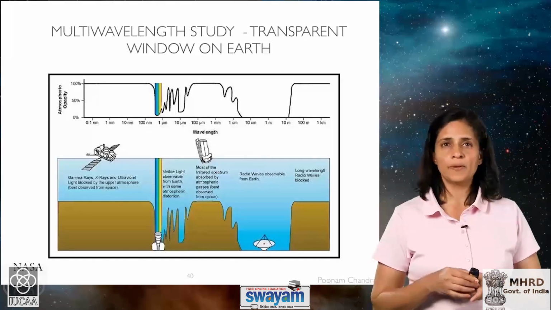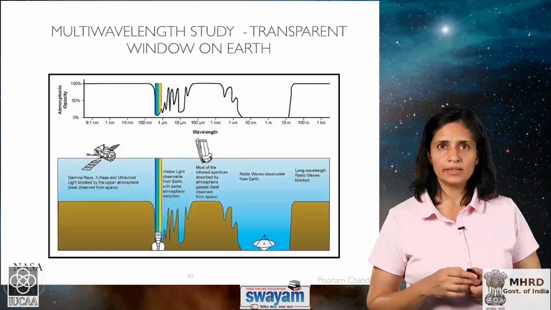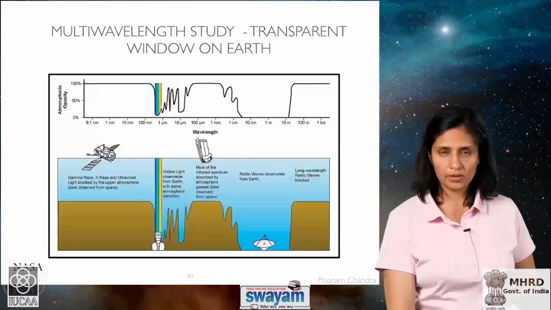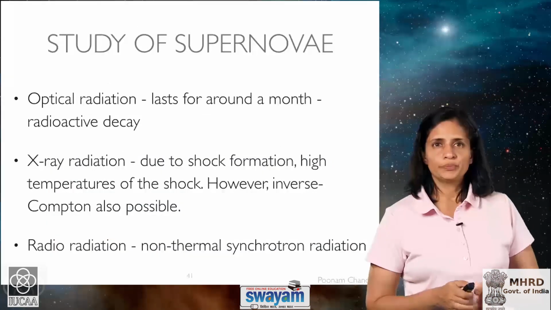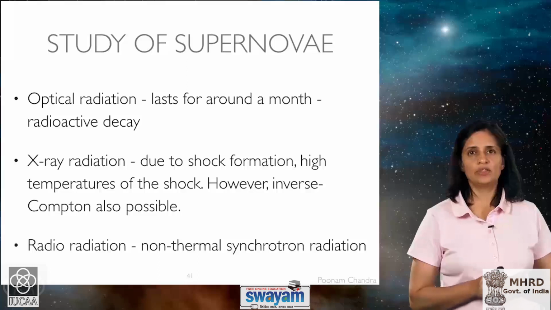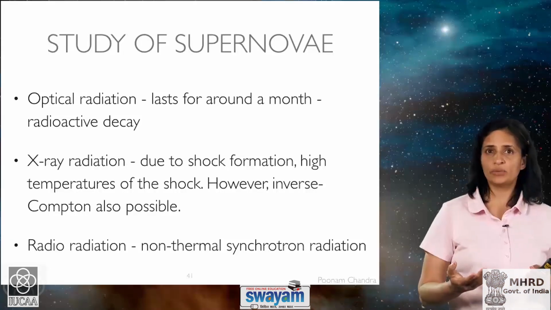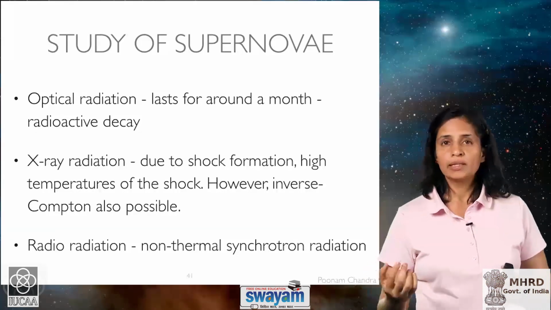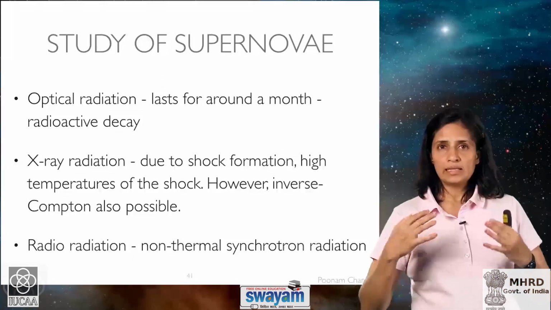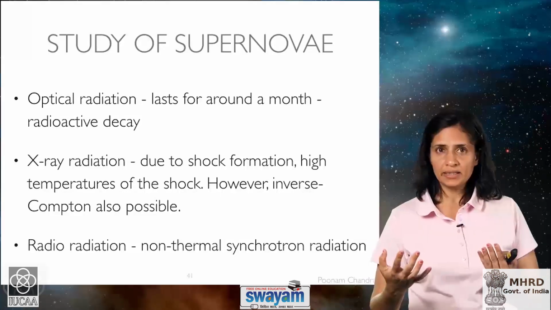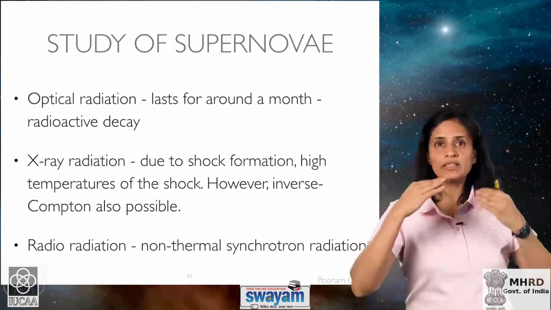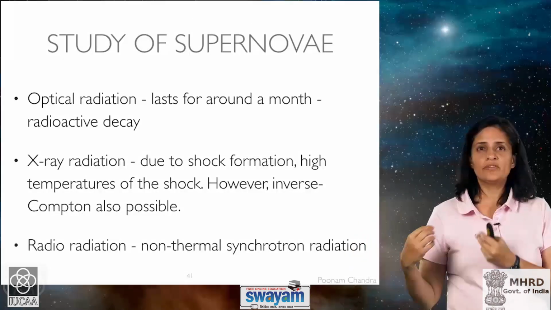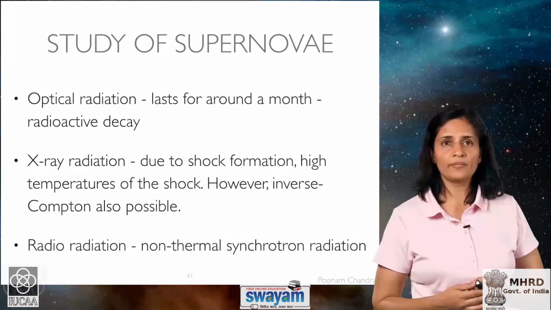And NASA is sending a lot of such satellites, and we are trying to study these phenomena with these telescopes. Optical radiation in supernovae, for example, lasts only for a month or so. That is because once these heavy elements are created, radioactive elements also get created, and the decay of these radioactive elements gives rise to optical radiation.